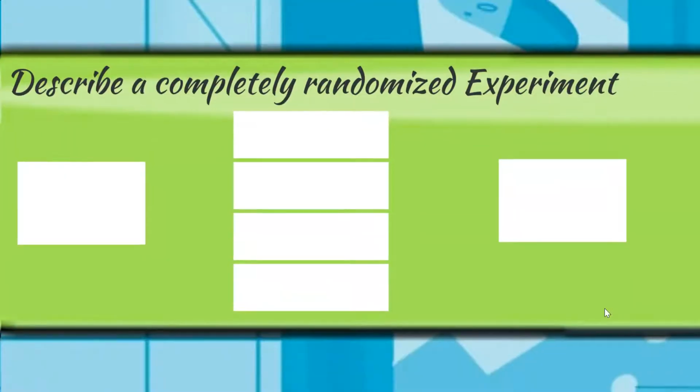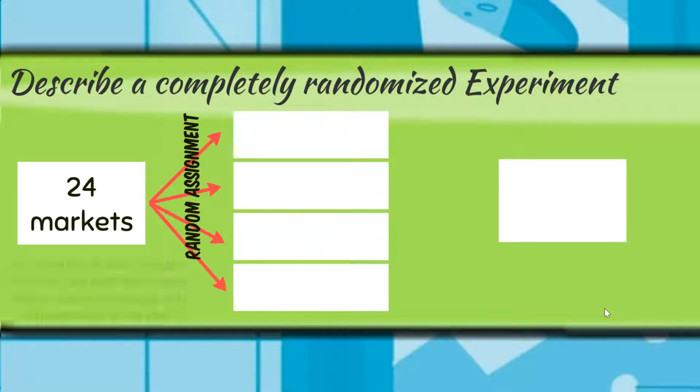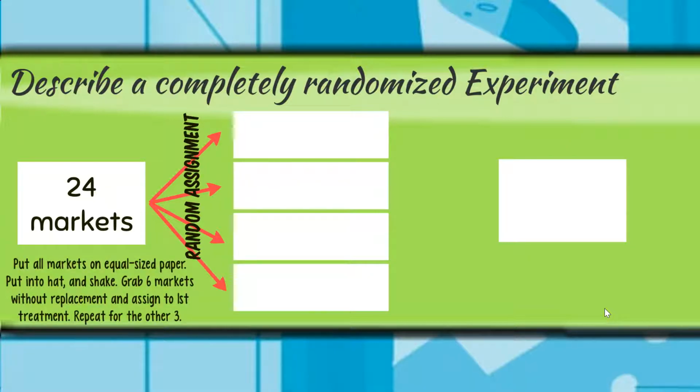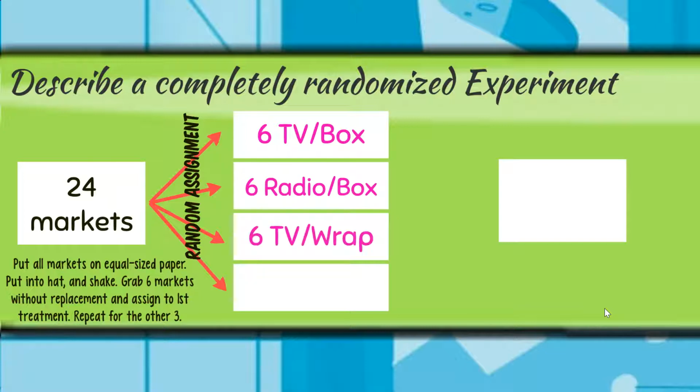For each treatment group. Completely randomized experiment. So again, you start out with your experimental units, in this case, the 24 markets. From here, you have a random assignment. I said, put all markets on an equal size piece of paper, put them into a hat and shake it. Grab 6 markets without replacement, i.e. don't put those suckers back, and assign them to the first treatment. Repeat for the other 3. Notice, never put that back. You don't want that market having 4 different treatments. It could be a little confusing. So you're going to have 6 have the TV box combo, 6 have the radio box combo, 6 have the TV wrap combo, and 6 have the radio and wrap.